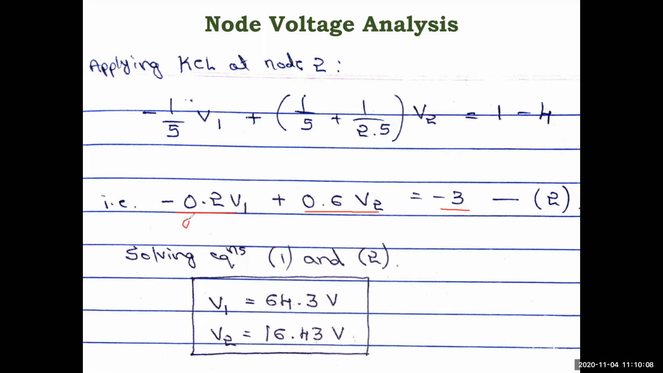So now enter this in the calculator: a2 as minus 0.2, then b2 as plus 0.6, and c2 as minus 3. Just click equal, and you'll get the two values of the voltages. Very simple, because it is a DC network, you can use the calculator. So my values are 64.3 volt and 16.43 volt.